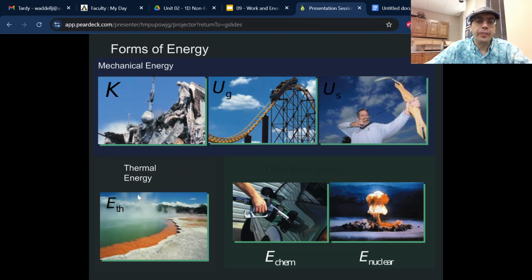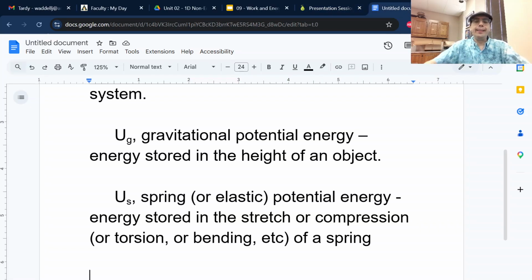And let's see. So this one over here, we've got our thermal energy, E_TH. We are going to make a little bit of use of this. You use it a lot more in thermodynamics, which is kind of implied by the name. This is energy stored in the temperature of something.